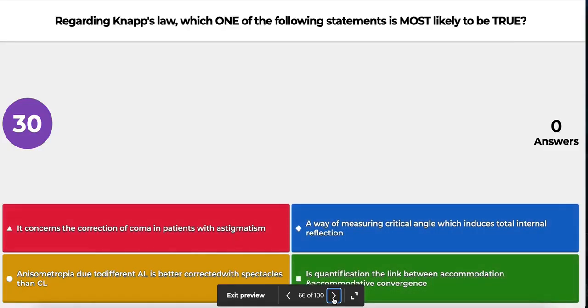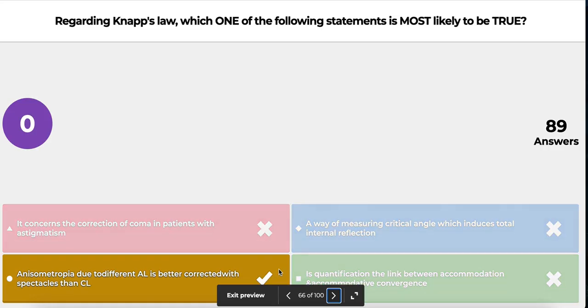Next question about Knapp's rule. According to Knapp's rule, it concerns the correction of coma in patients with astigmatism, or it's a way of measuring the critical angle which induces total internal reflection, or anisometropia due to different axial lengths is better corrected with a spectacle than contact lenses, or it is a quantification method to link between the accommodation and the accommodative convergence. So see, here is the right answer.